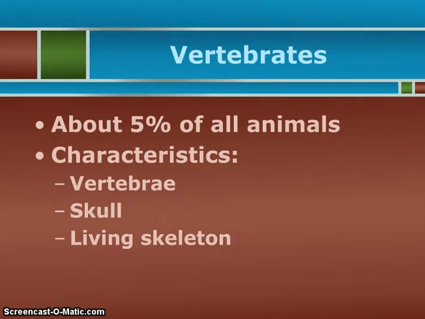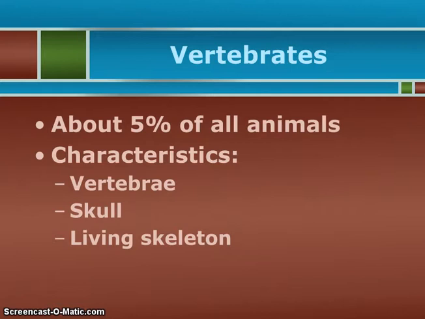Now, while vertebrate animals are the ones that we are most familiar with, after all, we keep them as pets, we hunt them, we eat them, we are afraid of them in some cases, we're more familiar with the vertebrate animals simply because they're bigger. But they really only make up about 5% of all animal species.